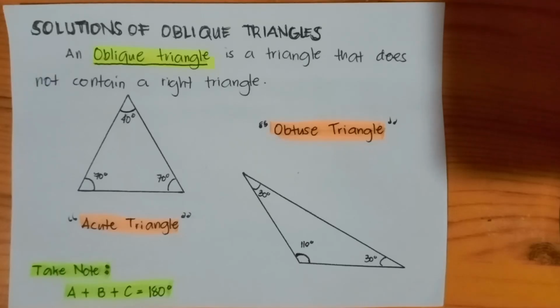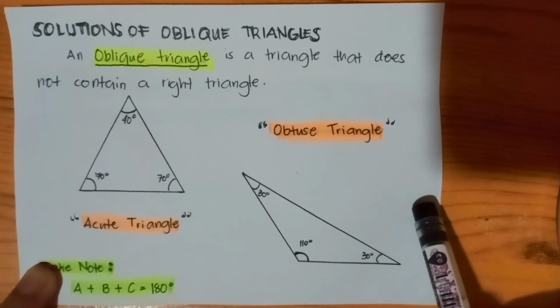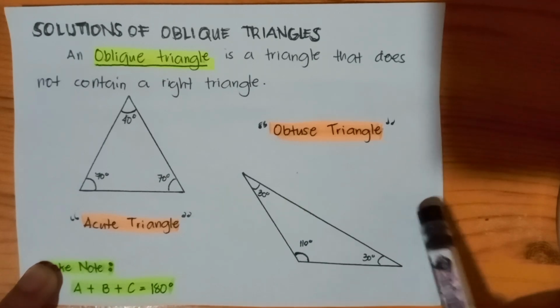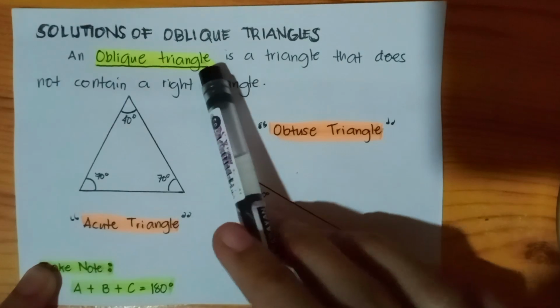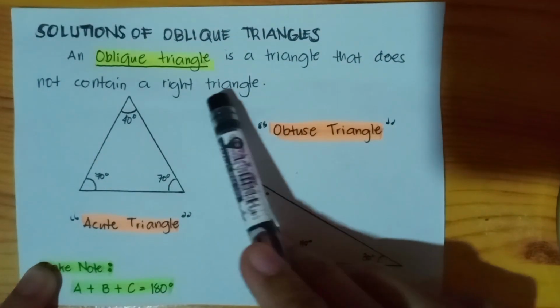Good day everyone. In this video, we will be tackling the solutions of oblique triangles. So now, let's move on to the definition of an oblique triangle. The simple definition: an oblique triangle is a triangle that does not contain a right angle.